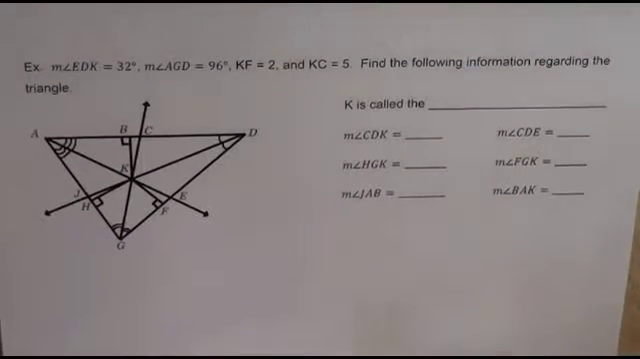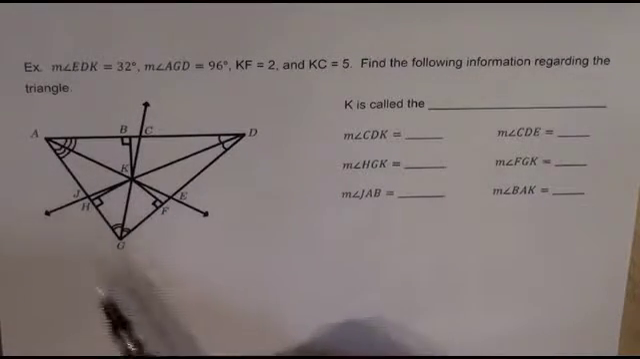The second picture. We have some measures here. The measure of angle EDK is 32 degrees. The measure of angle AGD is 96 degrees. KF equals 2 and KC equals 5. Find the following information regarding the triangle.